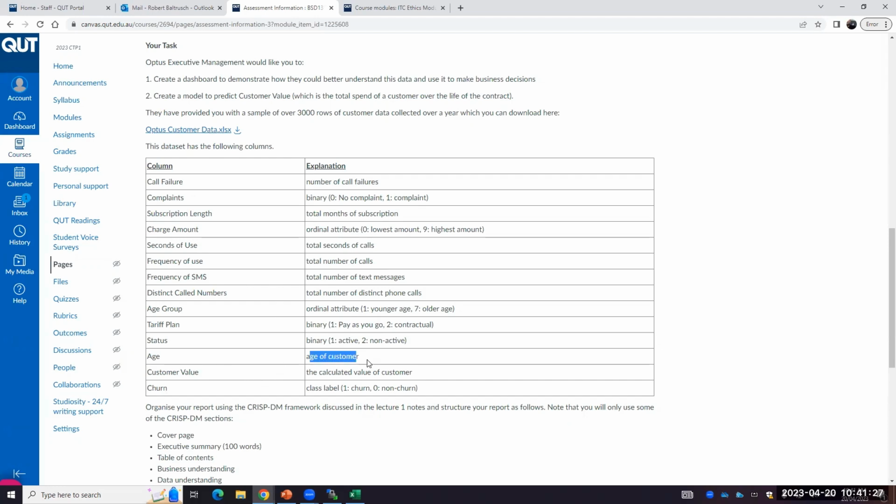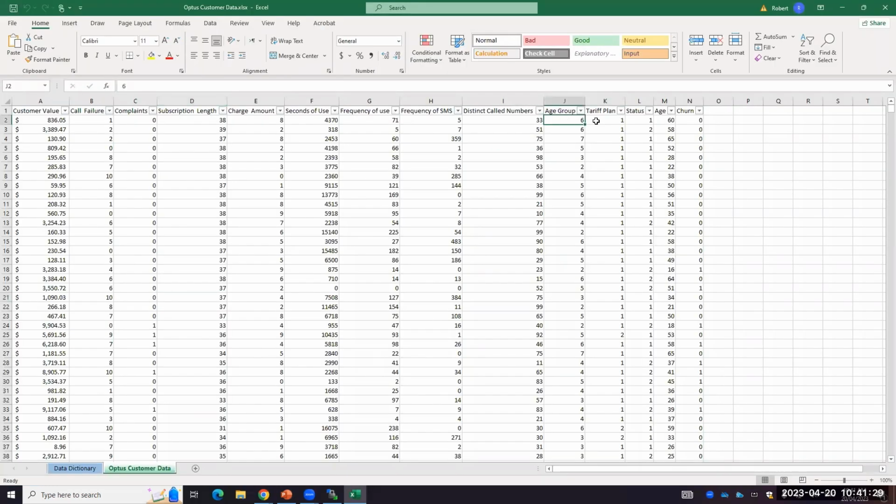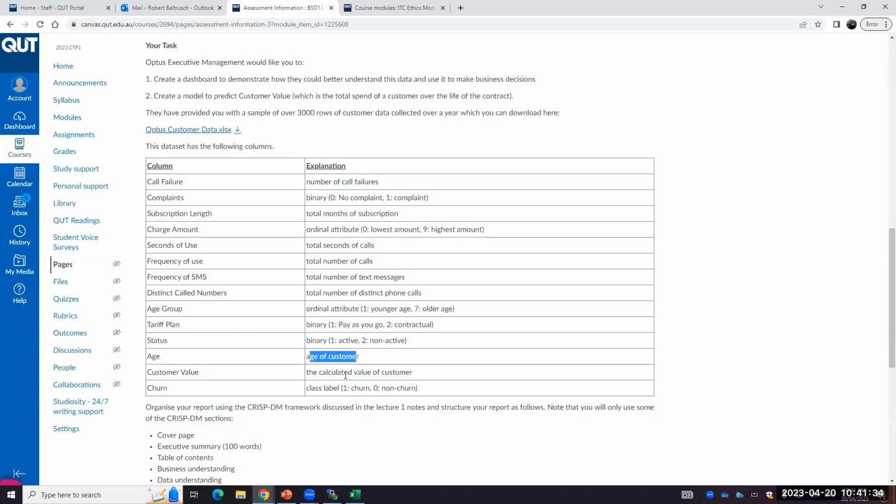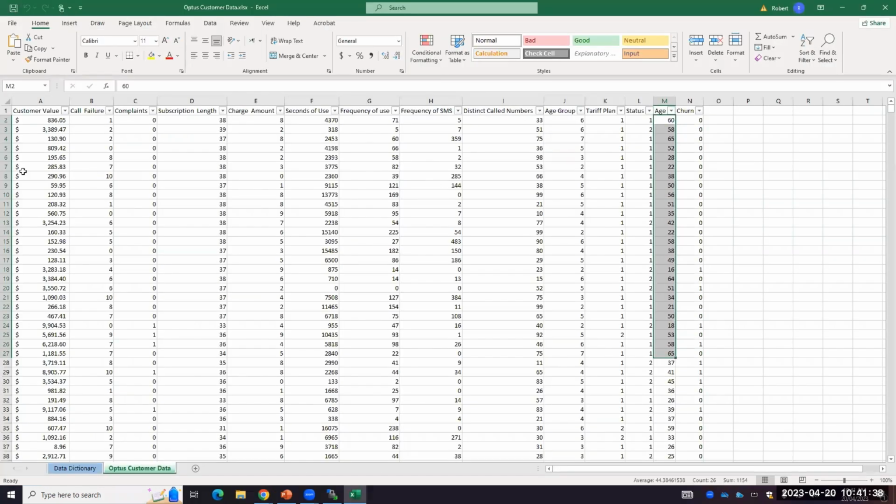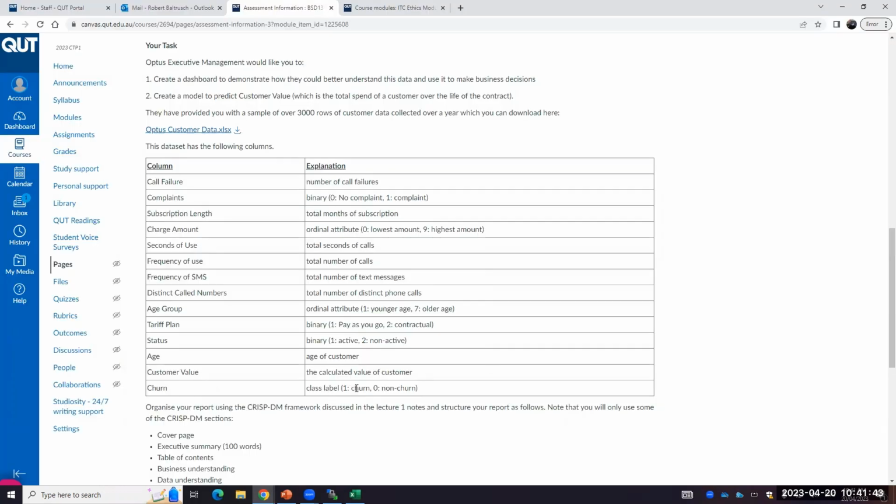Age is the age of the customer, so this is how old they are in years. And customer value is the total calculated value of a customer, which is this one here. And then there's churn. Churn is a business term. It refers to customers leaving. So 1 means that they're likely to leave, or the churn flag has been set on, and 0 means non-churn. There's a low risk of the customer leaving the service.